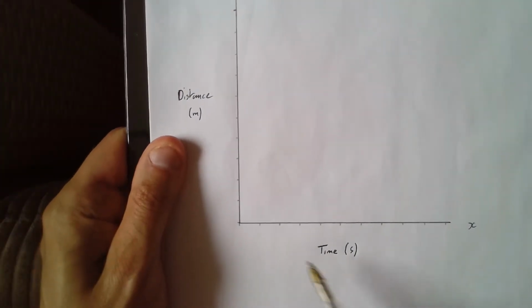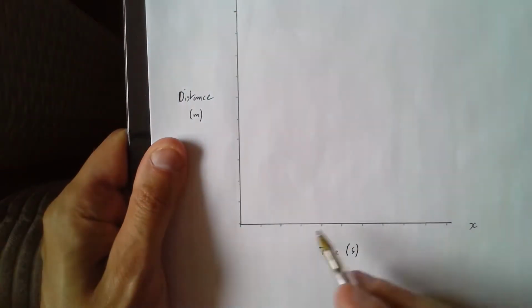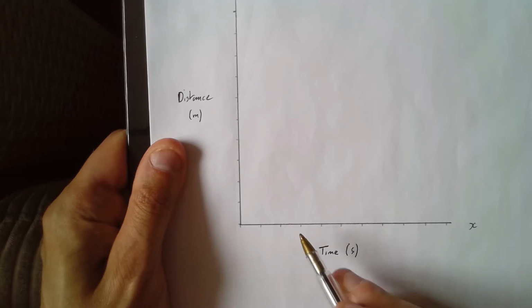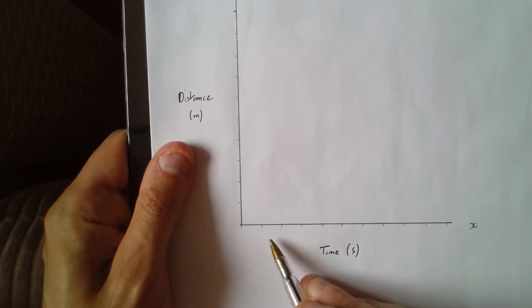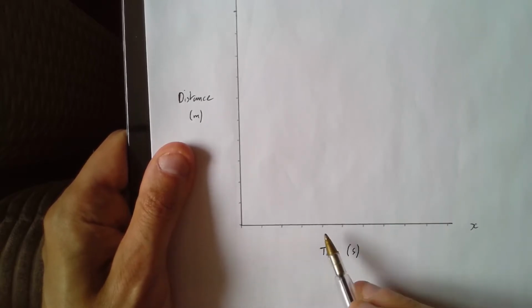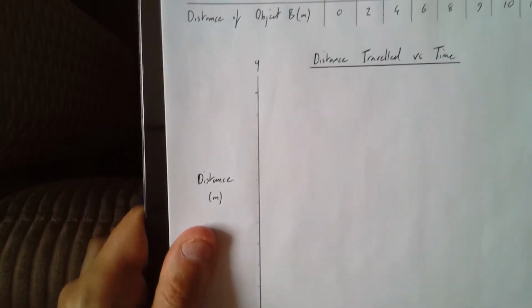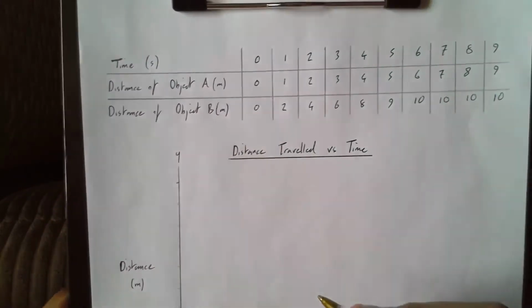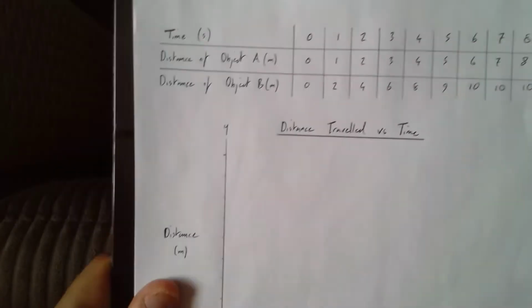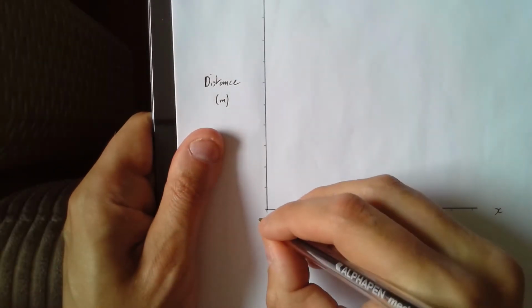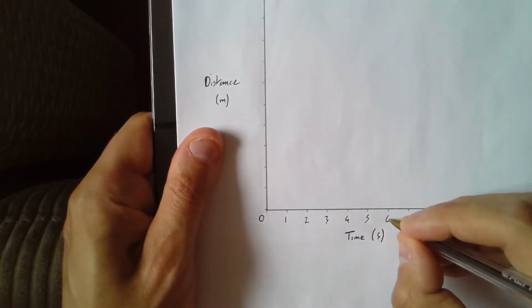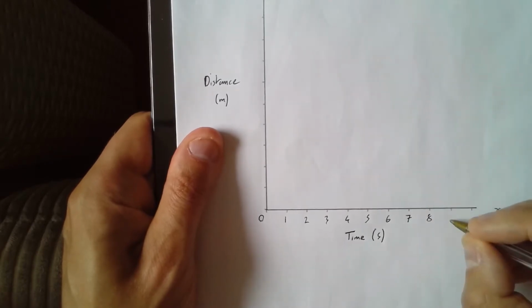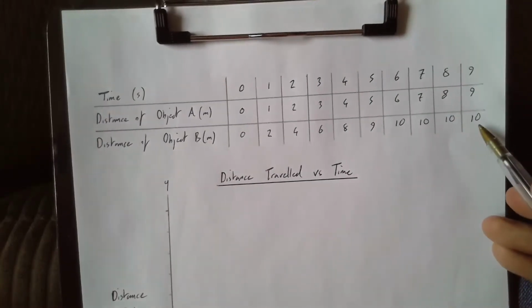Now, we are also missing numbers from our scales. I have already drawn them with the little graduations to where our numbers need to be. These graduations, if you're going up in one each time, then the distance needs to be the same between them. So for time, we can see that we are going all the way up to the number 9. So I am going to put on time, starting at 0, 1, 2, 3, 4, 5, 6, 7, 8, and 9. And then for distance, we are going up to 10 with object B.